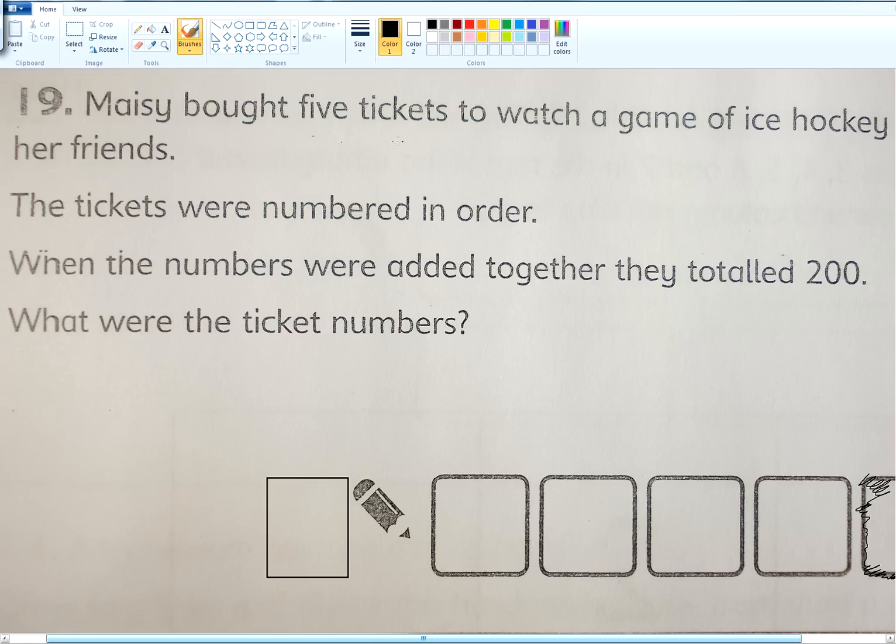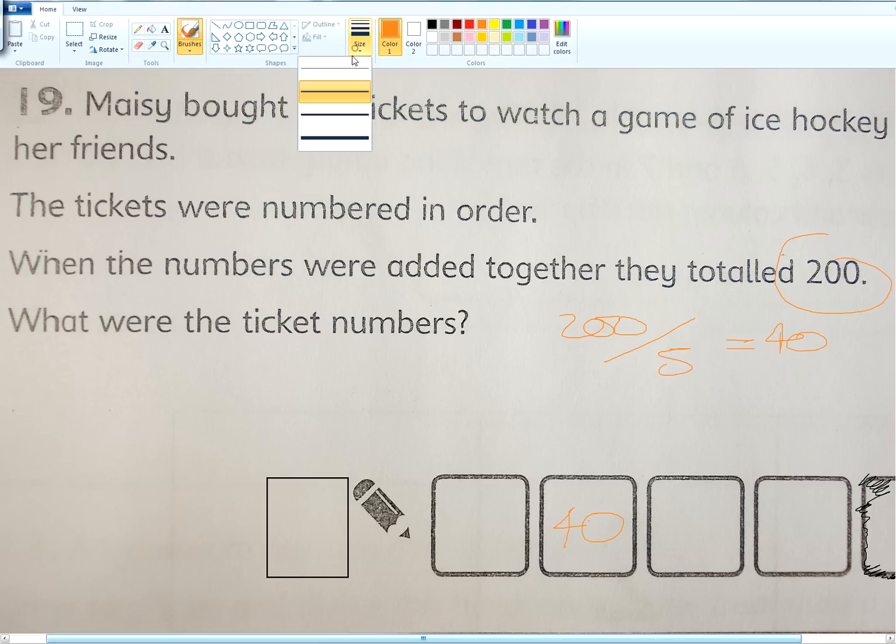Okay, Maisie bought 5 tickets to watch a game of ice hockey with her friends. The tickets were numbered in order. When the numbers were added together, they totalled 200. What were the ticket numbers? Now we've got 5 tickets. What's the first thing that we do? The first thing that we do is take our 200. You say 200, we divide it by 5. That gives us 40. So we've got 1, 2, 3, 4, 5. In the third number, I'm going to put in here 40.